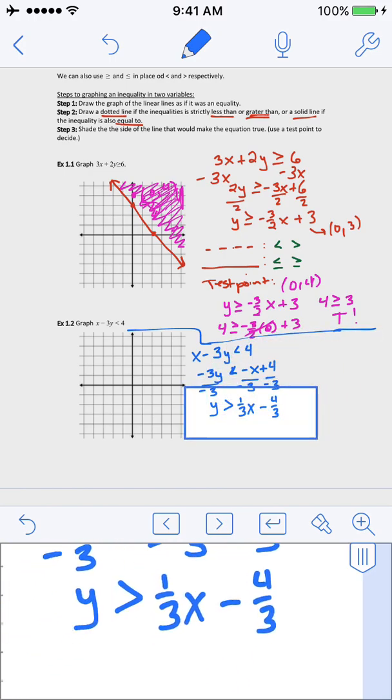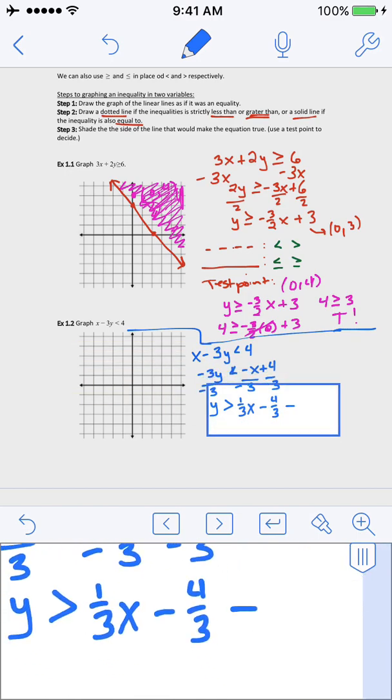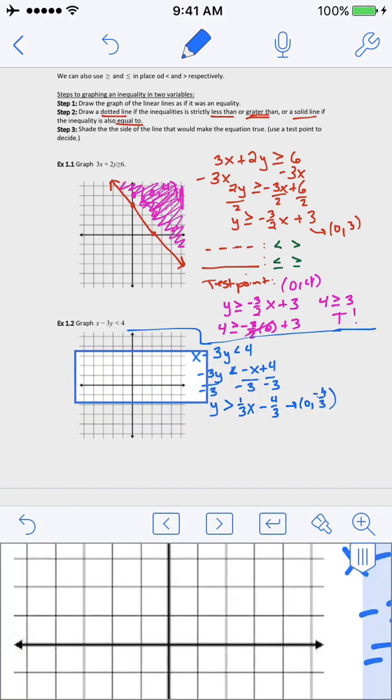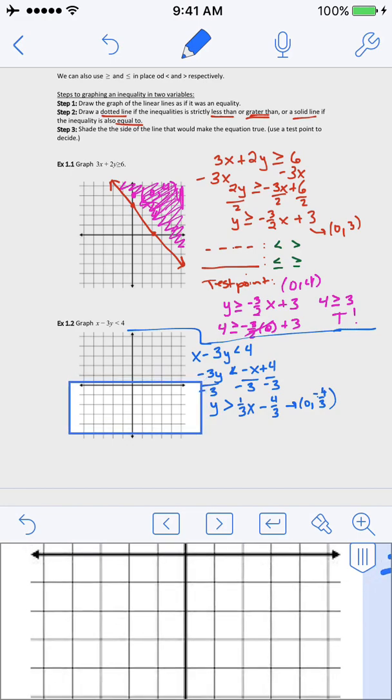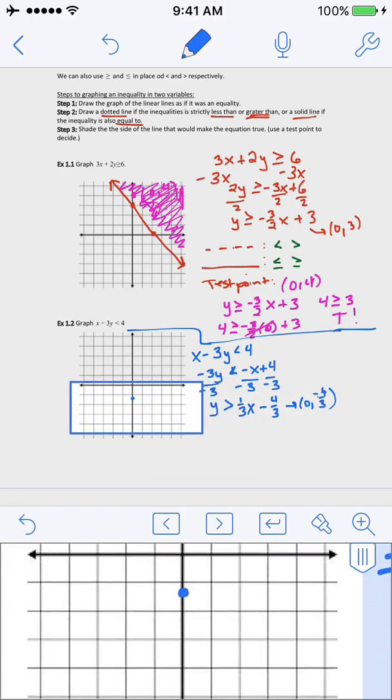All right, so we'll start by graphing it like it's equal. We'll go over here and go up to our y-intercept. This tells us our y-intercept is 0, comma, negative 4/3. And so it goes down one whole thing and then about a third more. All right, so that's our y-intercept. And then we'll go up 1 and over 3. So up 1 back to a third and over 3 to right there.